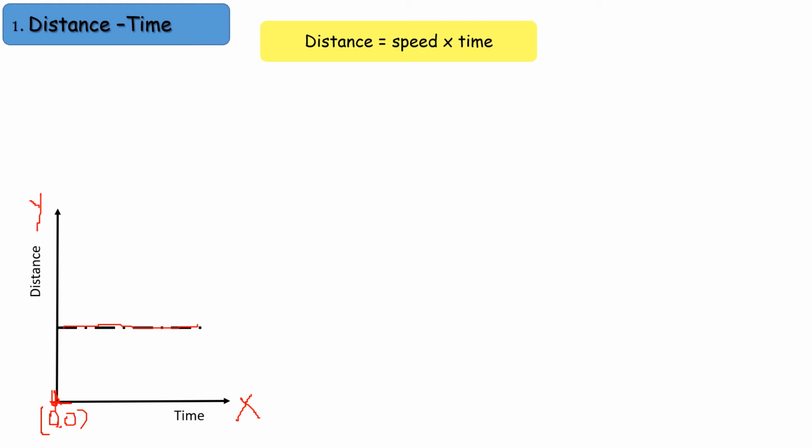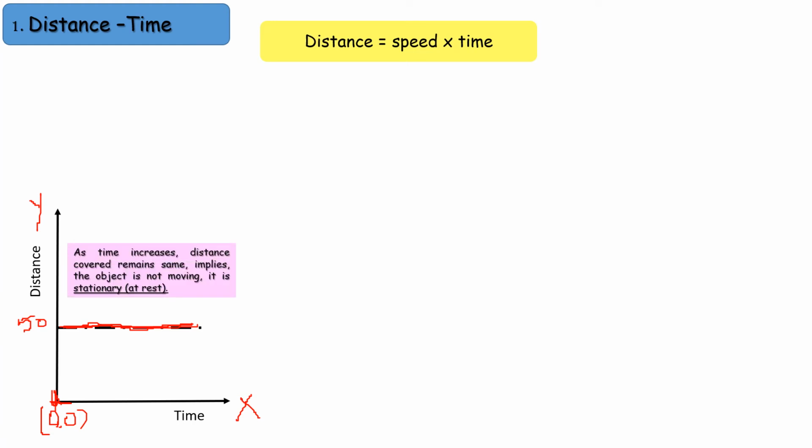That means as the time is increasing, the distance is constant, whatever it is, say 50 kilometers or 50 meters or 25, whatever. But the distance remains same irrespective of time. That means time is increasing, but the distance is same. Which means what? It means the object is not moving. The object is at rest.